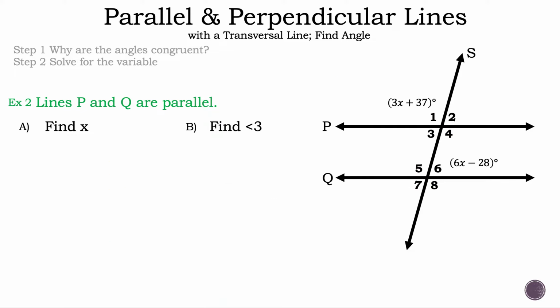Now let's move on to example 2. Let's read the question. Lines P and Q are parallel. Part A, find x. Part B, find angle 3.